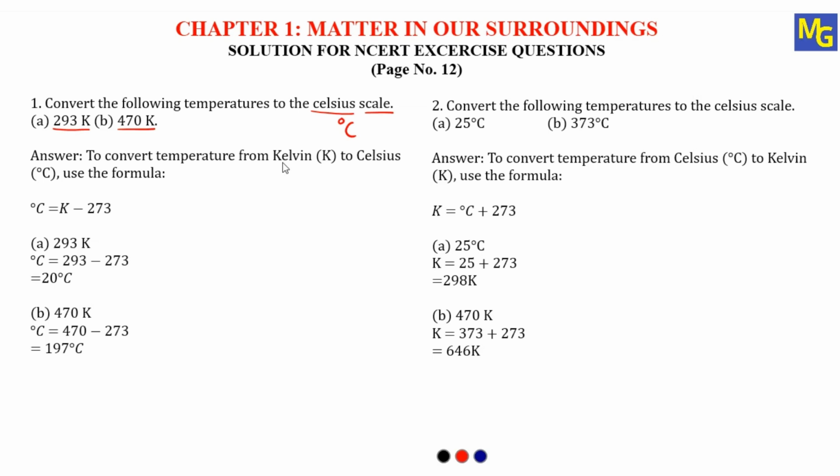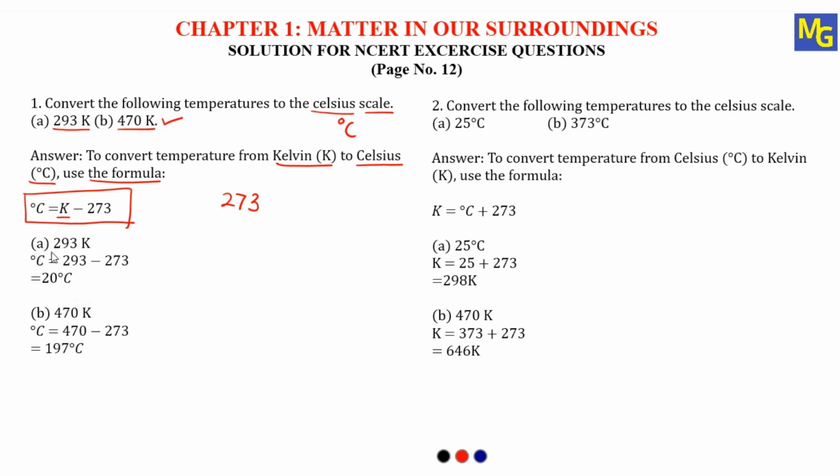To convert temperature from Kelvin to degrees Celsius, use the formula. Degrees Celsius is equal to Kelvin minus 273. Kelvin is the standard scale, so whatever temperature is given in Kelvin, we have to subtract 273 from it. Remember this. When you subtract, you will get the answer, and that answer will be in degrees Celsius.